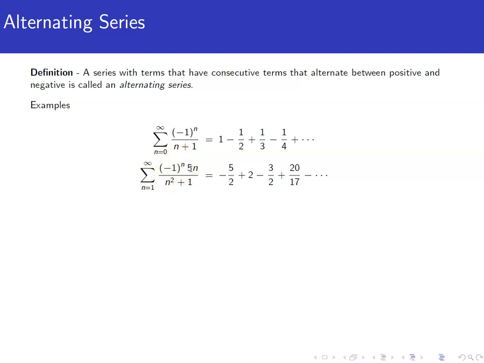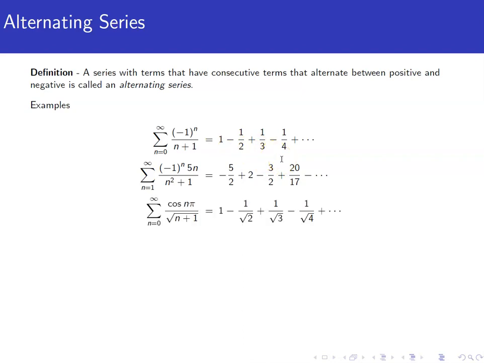We might see another example of something else that's alternating. We started at 1 in this case instead of starting at 0, so the first term will be a negative 5 halves. The second term will be a positive 10 over 5, so it's a 2, and so on. But this one's going negative, positive, negative, positive. Again, the alternating piece is that it changes from positive to negative to positive to negative, and so on.